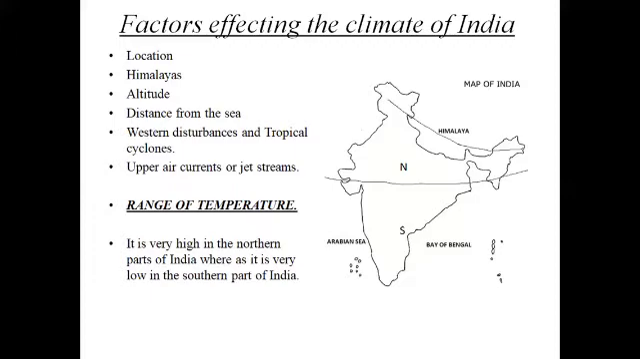Third, range of temperature. Will the range of temperature in the southern part of India be high or low? It will be very low. Why? Again because of the influence of ocean, or you can say due to land breeze and sea breeze. Okay, this is about location.